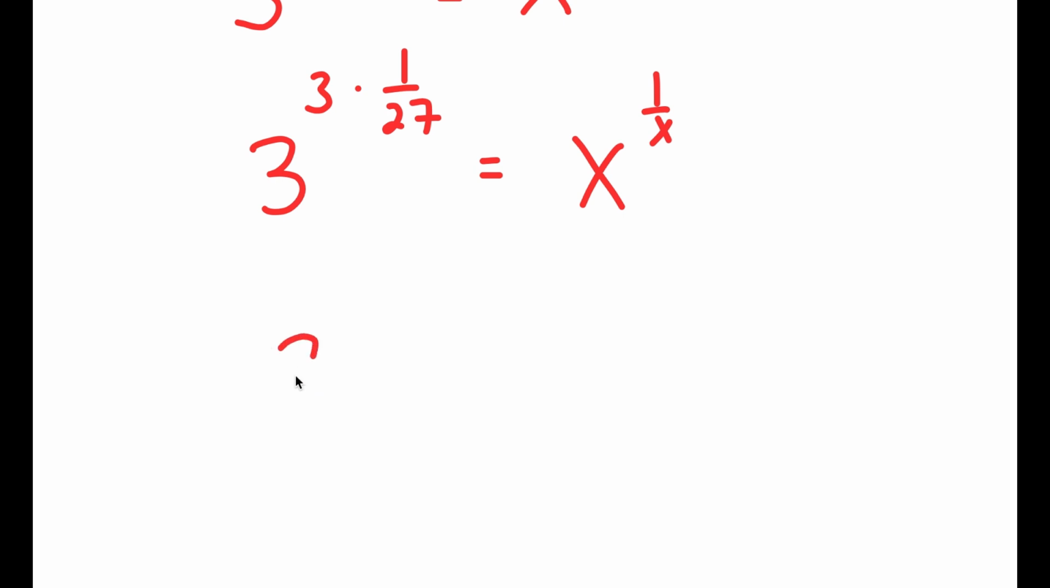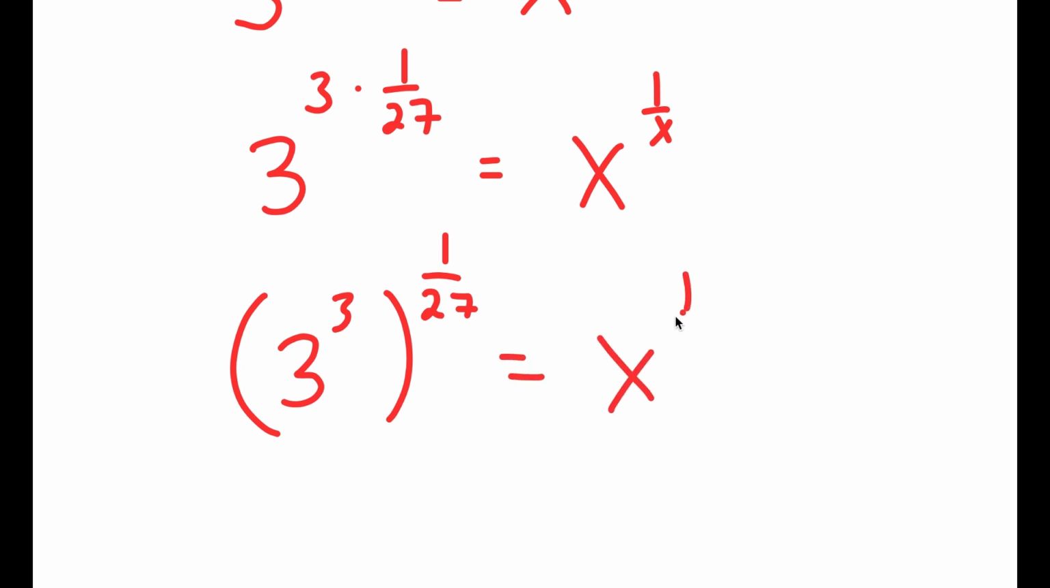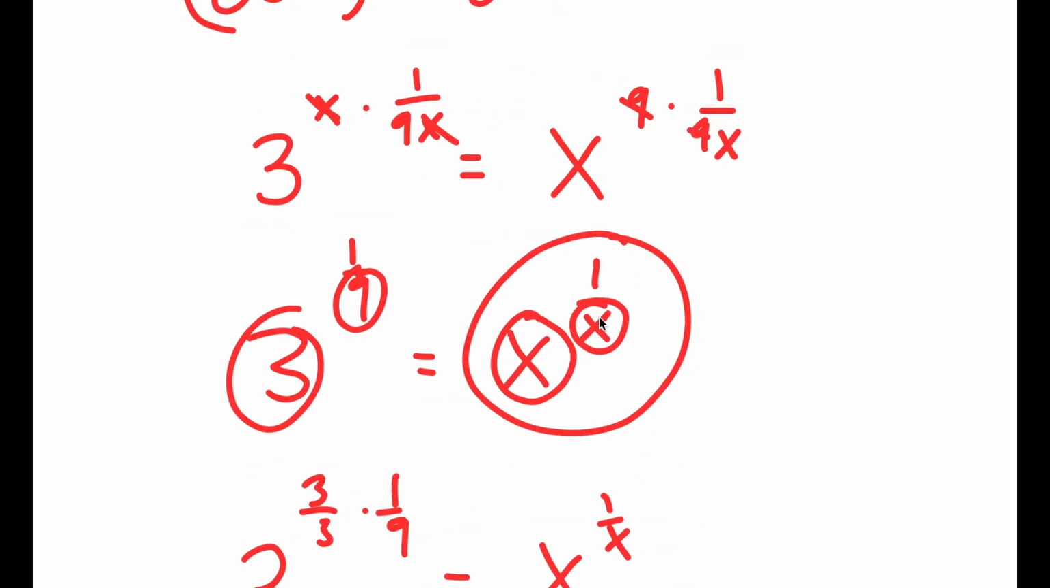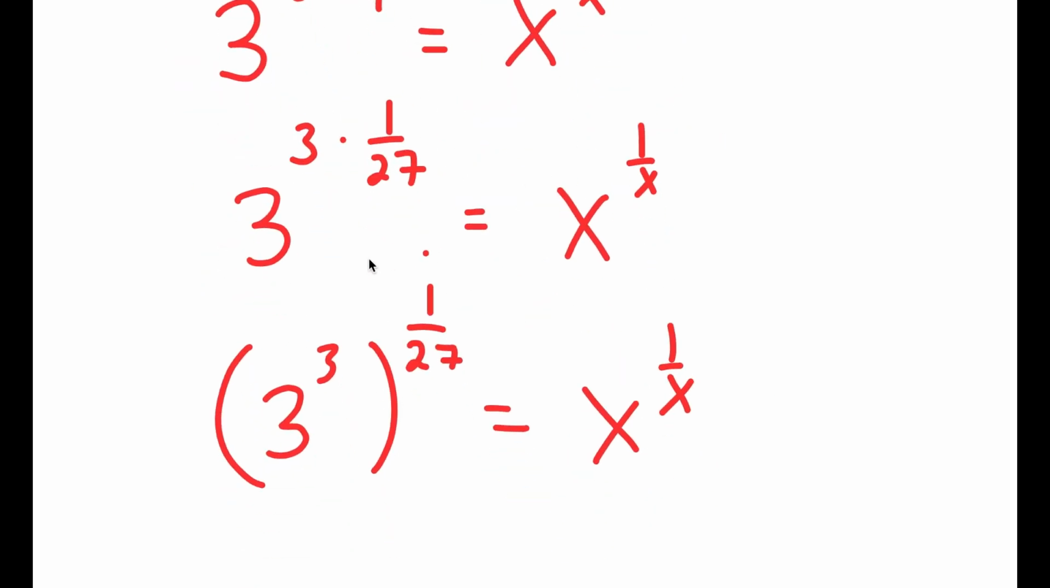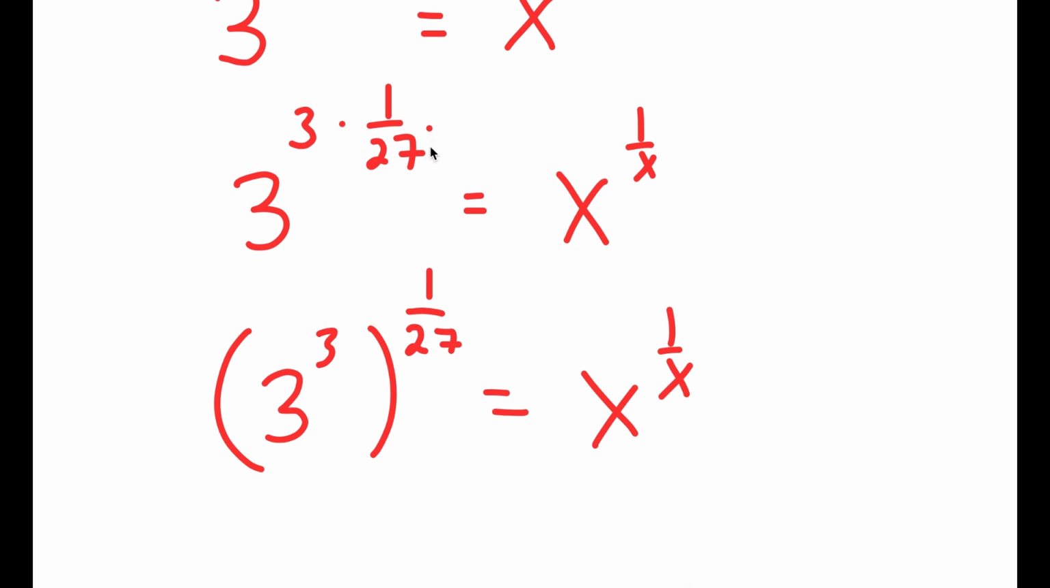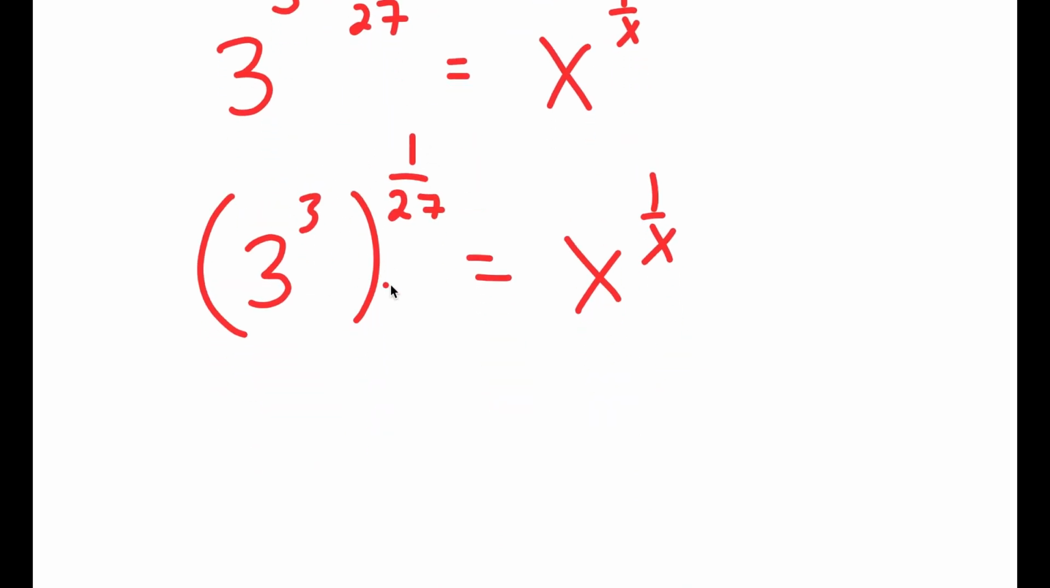Now, this I can rewrite as 3 to the power of 3 to the power of 1 over 27 is equal to x to the power of 1 over x. Because remember, a to the power of m times n is the same thing as a to the power of m to the power of n. So 3 to the power of 3 times 1 over 27 is the same thing as 3 to the power of 3 to the power of 1 over 27.